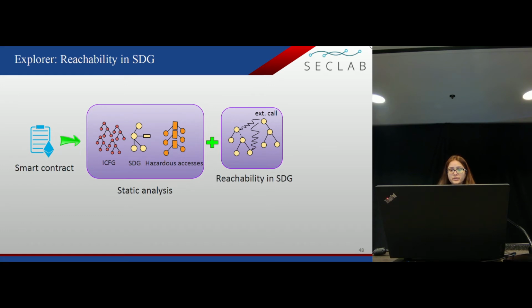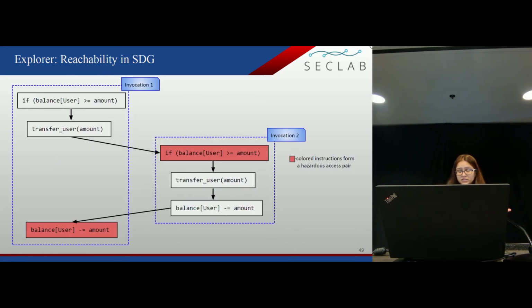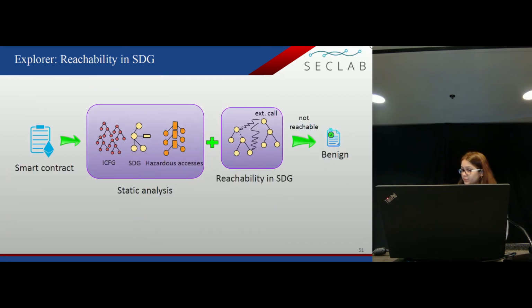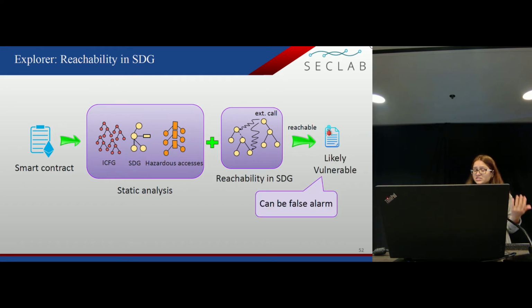reachable within an SDG. For example, in case of reentrancy, for reentrant execution, it checks whether these two hazardous access pair operations are reachable from the external call. If it is not reachable, it concludes the contract to be benign. That's because if they are not reachable, probably these two operations will not have any impact on the final contract state, for both reentrant and non-reentrant execution. However, if it is reachable, then there is a possibility that these two operations will be altered during the non-reentrant execution, therefore can have some impact on the final contract state.